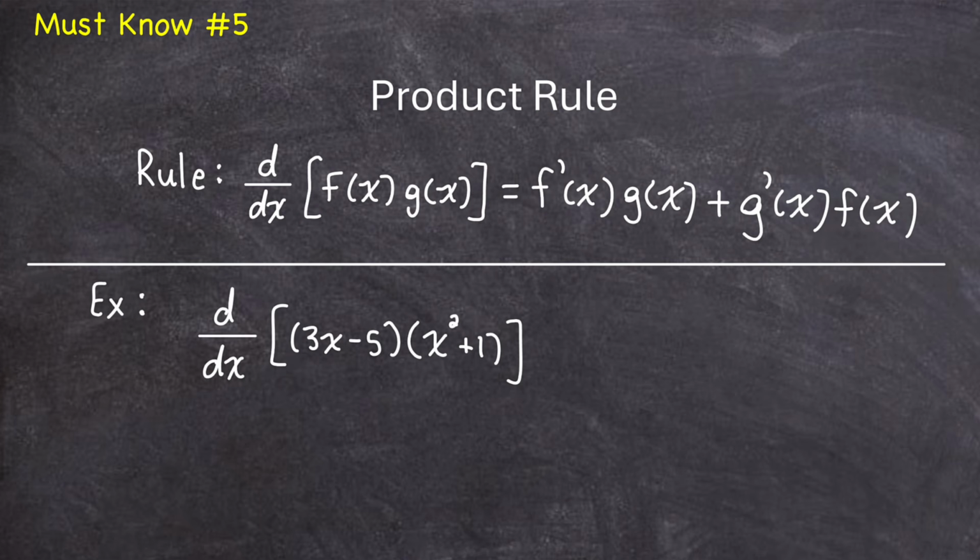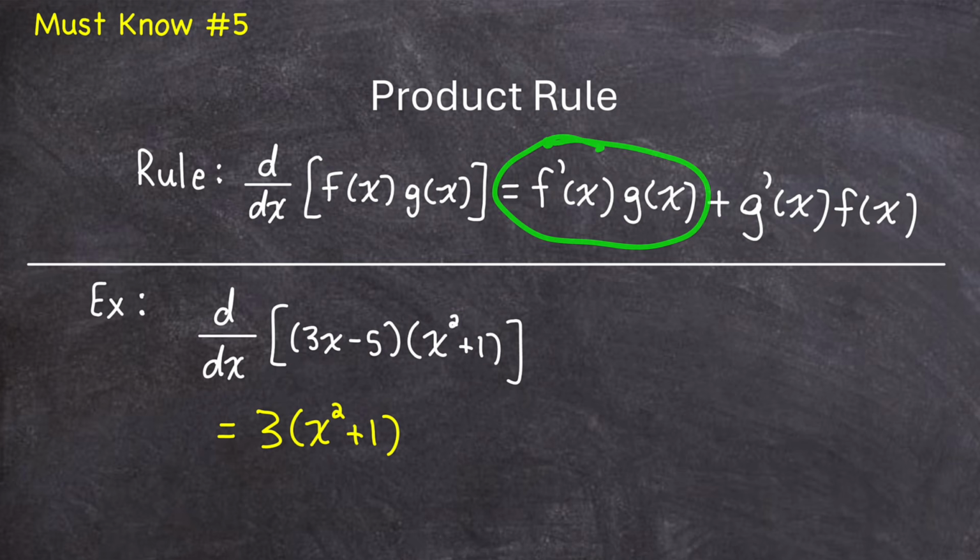In this example, we're asked to find the derivative with respect to x of a product of two functions of x. For that reason, we need the product rule of derivatives. The product rule of derivatives tells me that I would have to find the derivative of the first function of x, and the derivative of 3x minus 5 would just be equal to 3. That needs to be multiplied by the second function of x. That's the first part of the formula done.